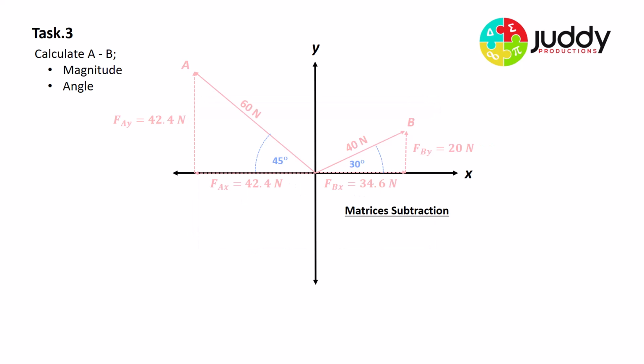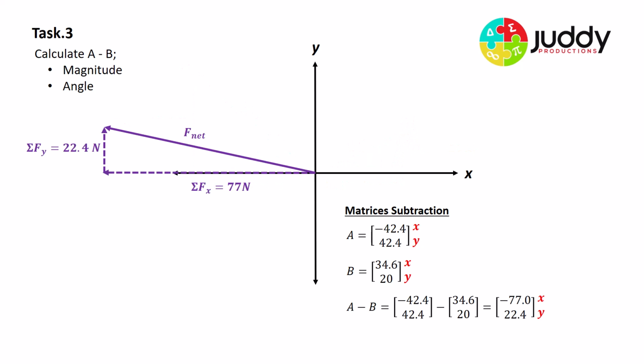Once again, we can look at this in terms of matrices, but now we're doing a subtraction. Let's follow the technique. Force vector A can be described as having a horizontal component in the x direction of negative 42.4. That's in the x direction, but it's moving to the left, which is the negative section for the x. And it's got a vertical component of 42.4 going up. That's for A. Our matrix for B is a positive 34.6 in the x and a positive 20 in the y.